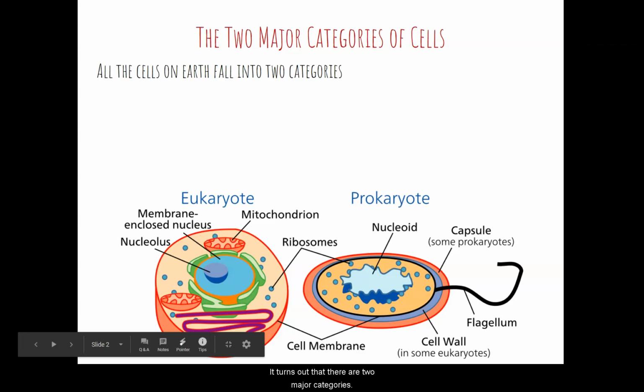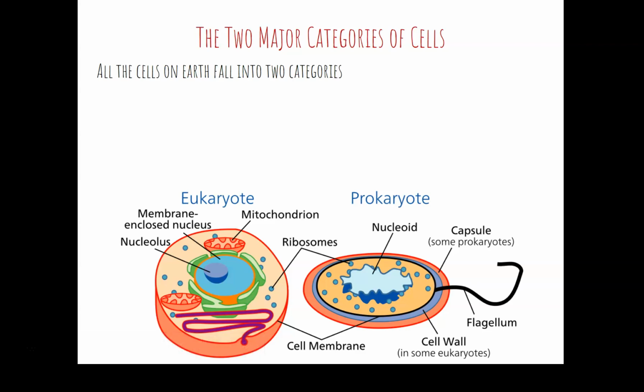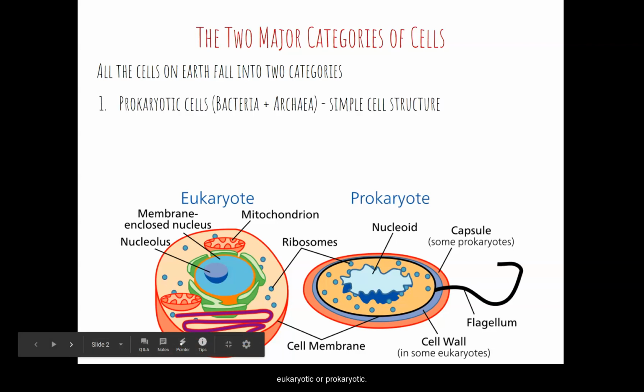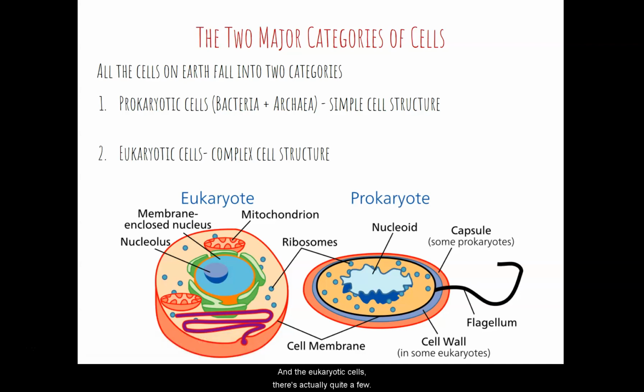It turns out that there are two major categories of cells on Earth. We have cells that are called eukaryotic cells, and we have cells called prokaryotic cells. The prokaryotic cells are the most ancient, and those are associated with bacterial cells. They're very simple compared to eukaryotes. So all living things can either be classified as eukaryotic or prokaryotic. There's actually two groups of prokaryotic cells, bacteria and archaea. And the eukaryotic cells, there's actually quite a few different varieties. We'll go into those in a little bit more detail later.